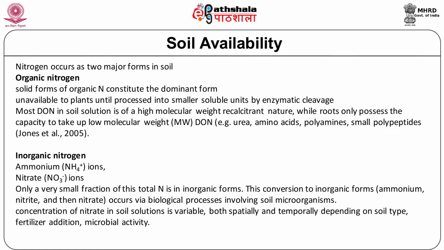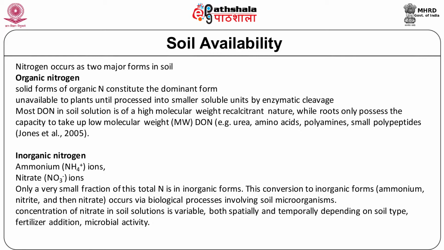Nitrogen occurs as two major forms in soil, organic nitrogen and inorganic nitrogen. The organic nitrogen are the solid forms of organic nitrogen which constitute the dominant forms. They are unavailable to plants until processed into small soluble units by enzymatic activity. Most nitrogen in soil solution is of high molecular weight, while roots only possess the capacity to take up low molecular weight forms, like urea, amino acids, polyamines and small polypeptides.